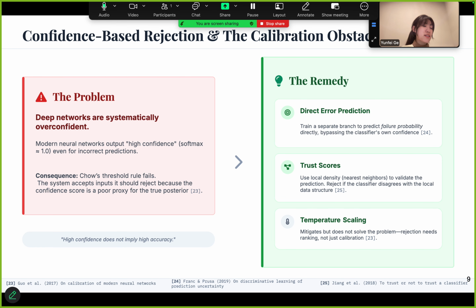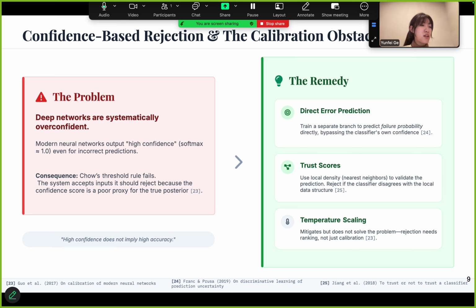Here is where the practical story gets complicated. The obvious approach for deep networks is to use softmax confidence as the rejection signal. And that means if the softmax output is below some threshold, reject. Simple and model-free. But it fails because of a fundamental property of modern networks.